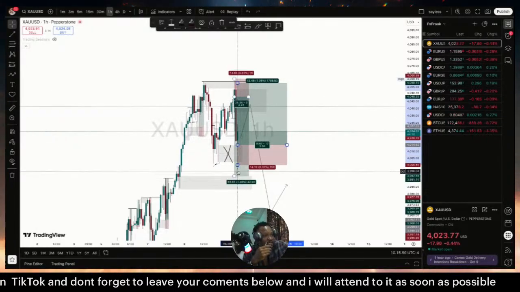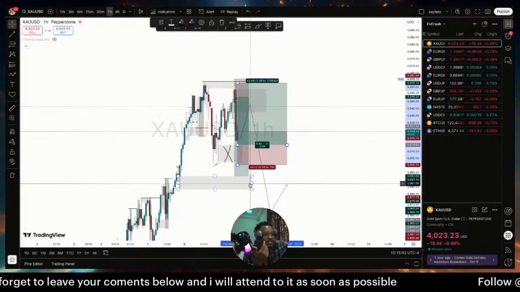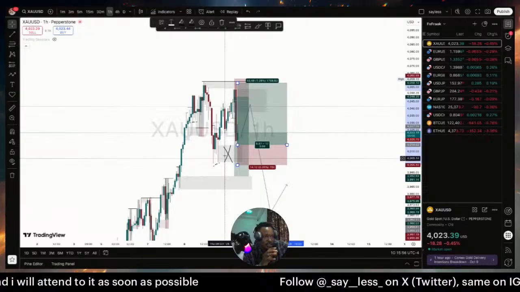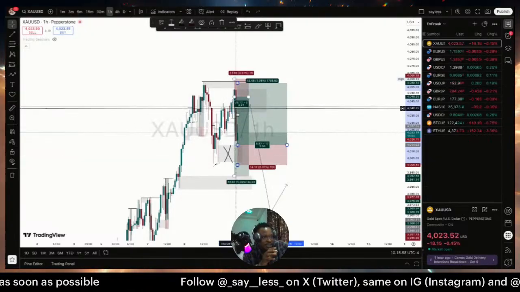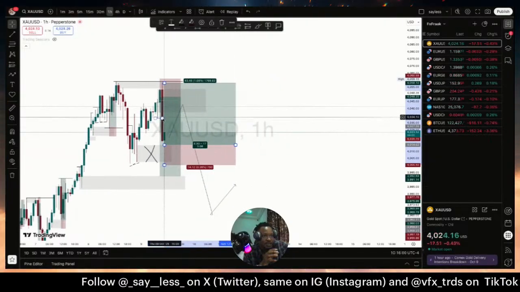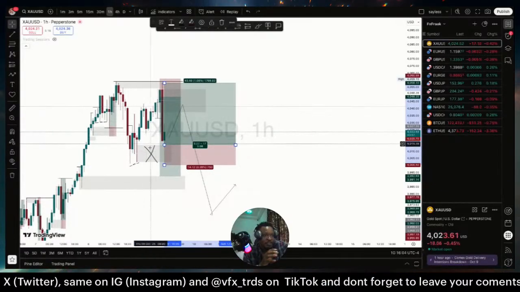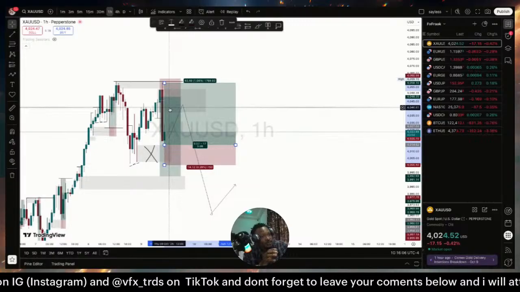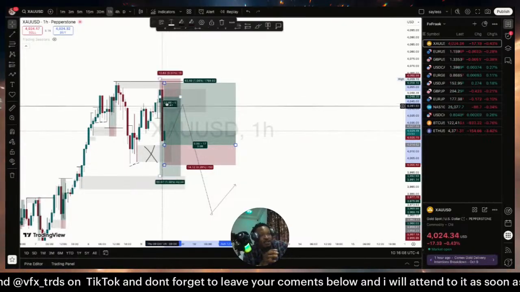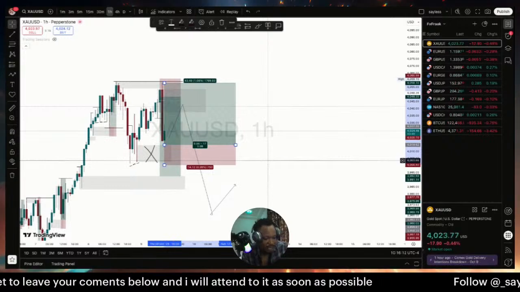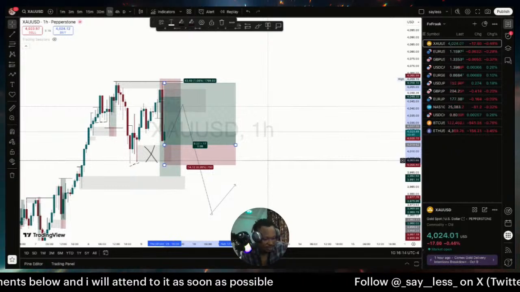All right, if it breaks this level, fine. If it gets to this level first and starts giving me this reaction, I would rather buy from this low than this one. Seeing this very bearish 1 hour candle, I would rather wait to see what the market does here. But if it pulls back very quickly, I'll take a sell. So I'm also waiting for the pullback. Yeah, exactly, exactly. That's what I think.